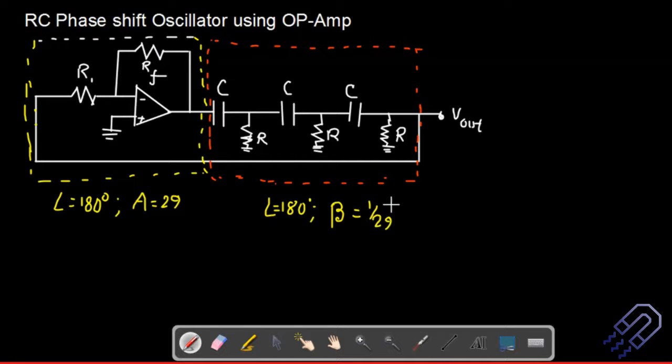And this is quite logical, because the Barkhausen criterion says that A into beta should be equal to 1. And what we see here on the left hand side is 29 into 1 divided by 29, which is equal to 1. So this is actually fulfilling that criterion. And this is actually the condition for this. And that is why we are going to do it in this way. So what we are going to do now is going to explain this. I think you can do it.